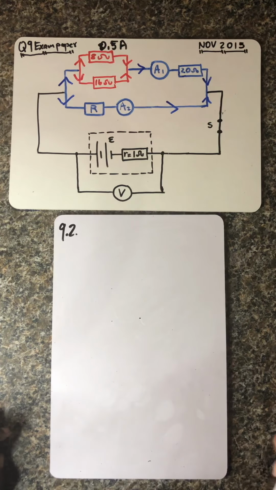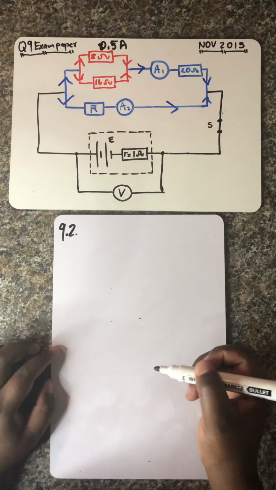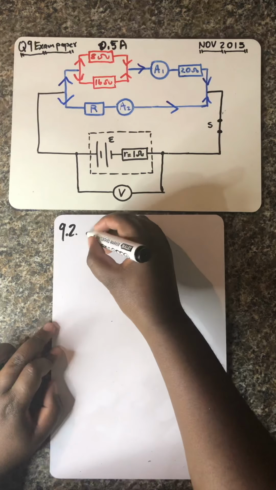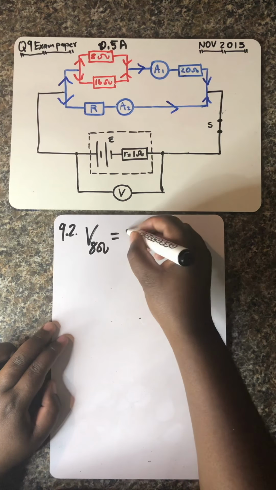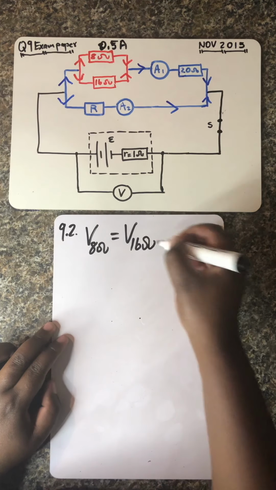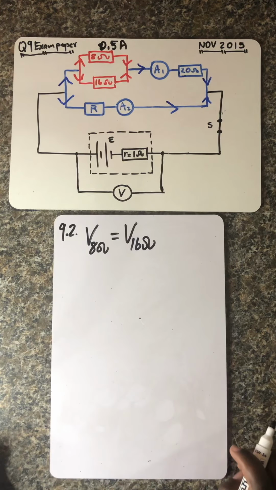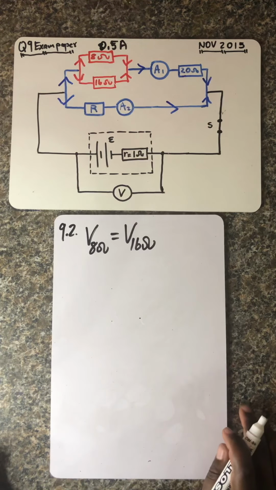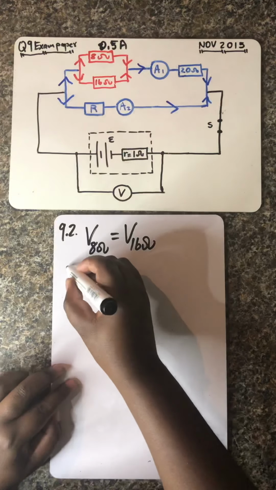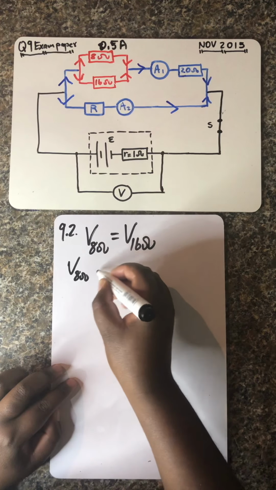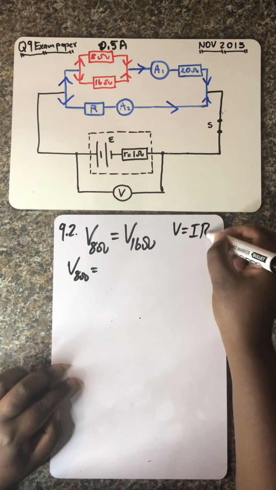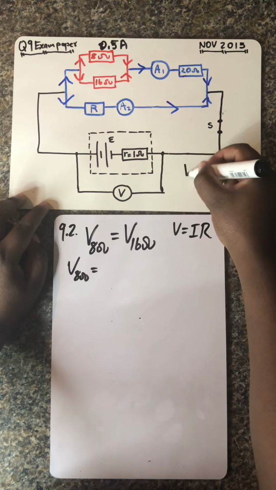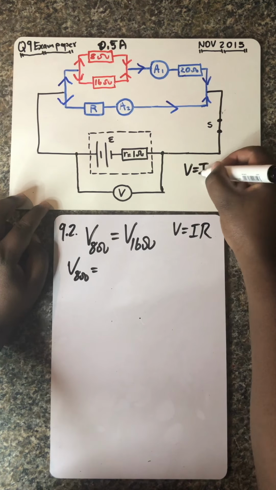Okay, so guys, in short, what I said with that statement is that V of 8 ohms is equal to V of 16 ohms. I hope you remember this part, guys. So if this is the case, then let's calculate the V of 8 ohms resistor. We know the formula, V is equal to IR, right?